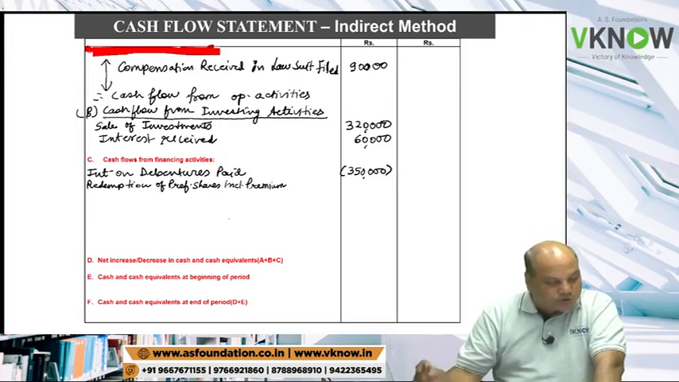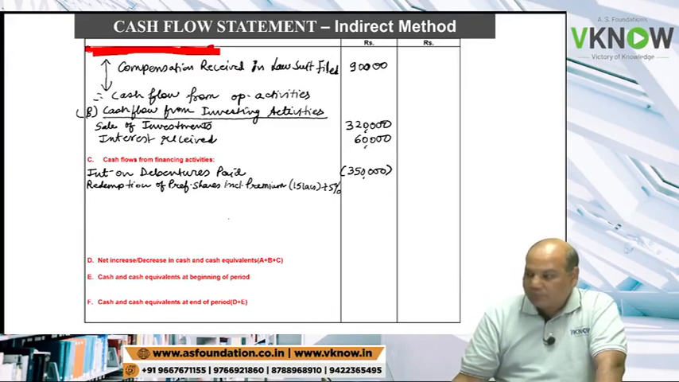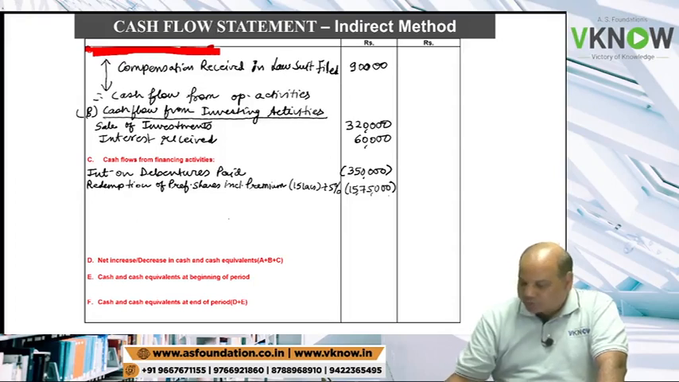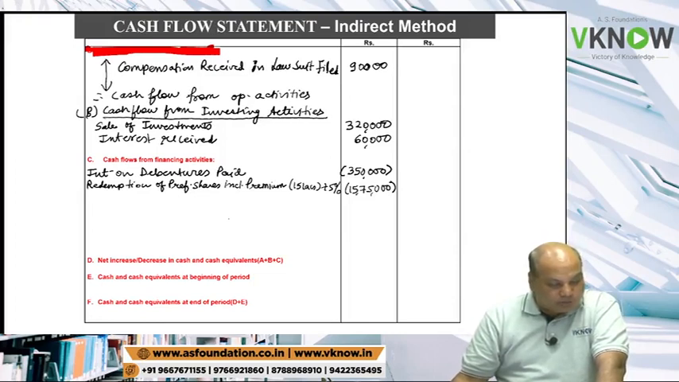So preference share is 15,000 into 100, 15 lakh, and 15 lakhs plus 5% premium. So total 15 lakh 75,000 we have to pay. Next point.